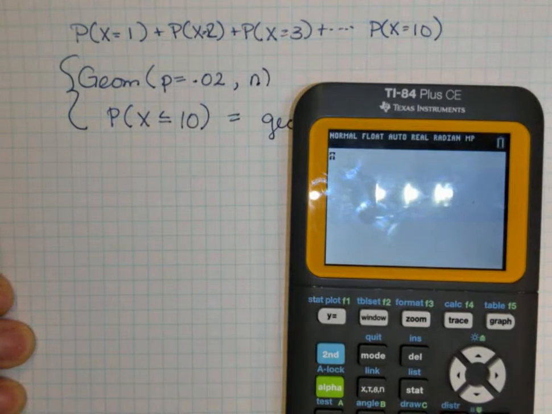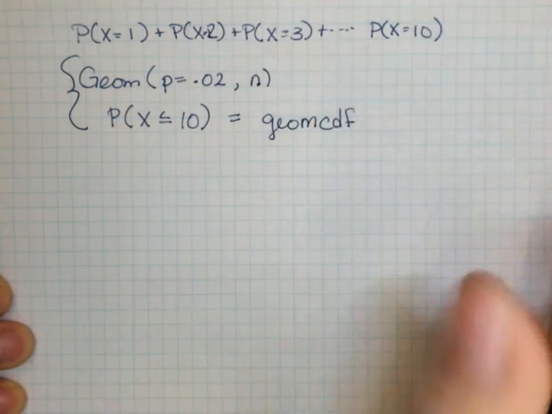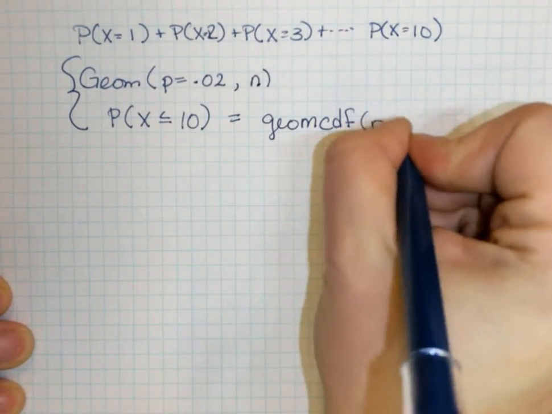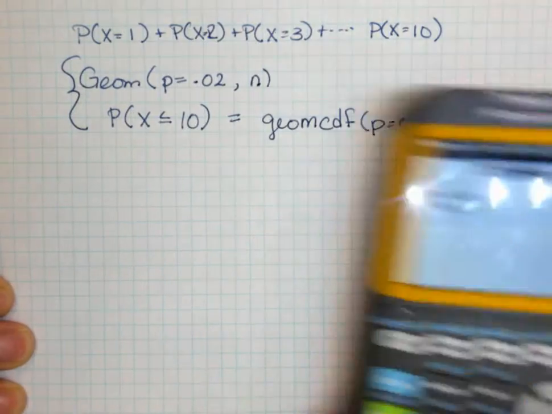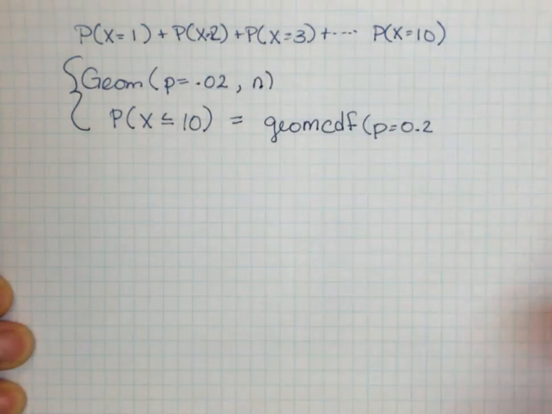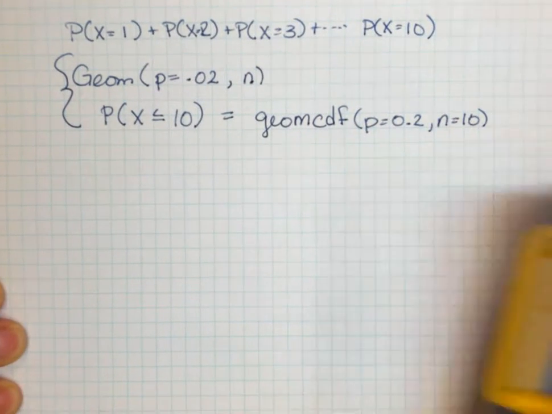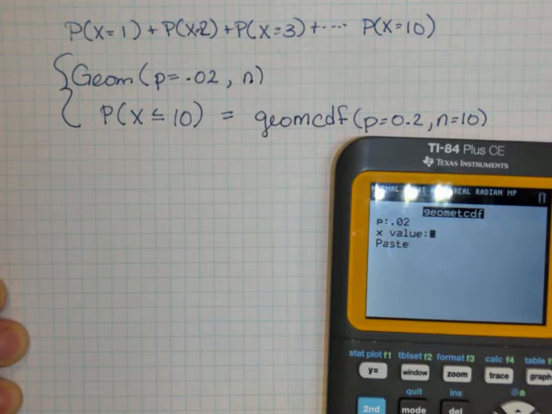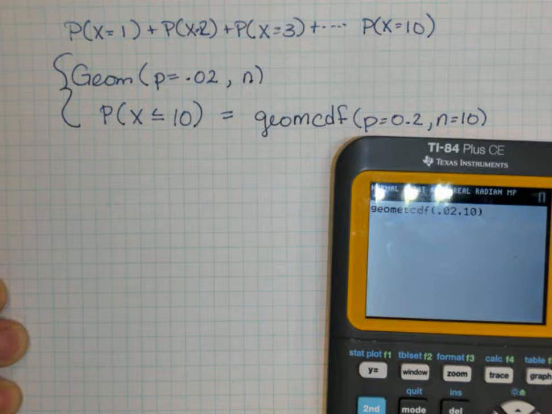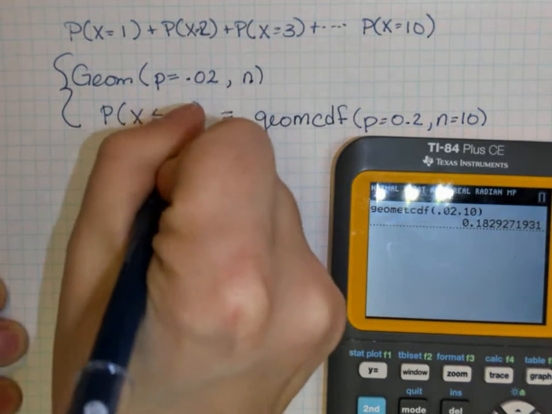Let's just look to see what it prompts. Geometric CDF says P. So I'm going to write down what my probability of success is. X value, that means I'm going through the 10th position. Close my parentheses, hit enter, and there's my answer.